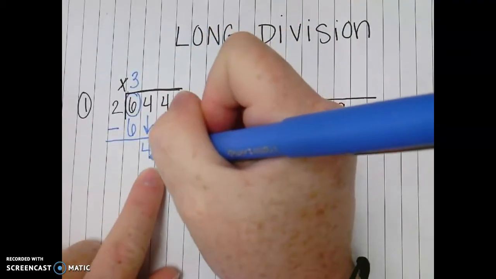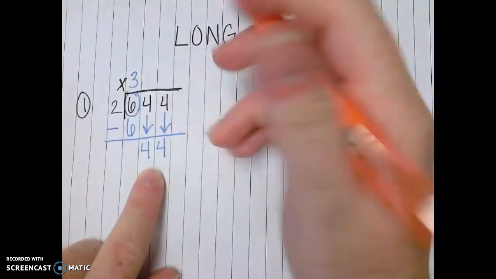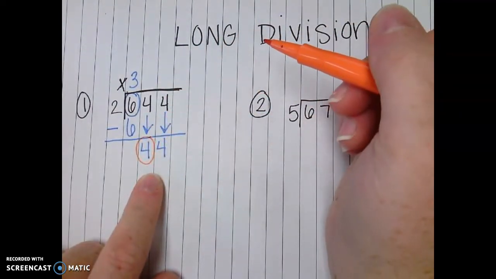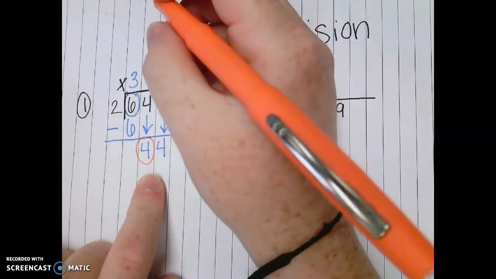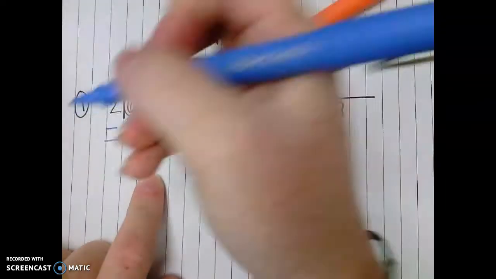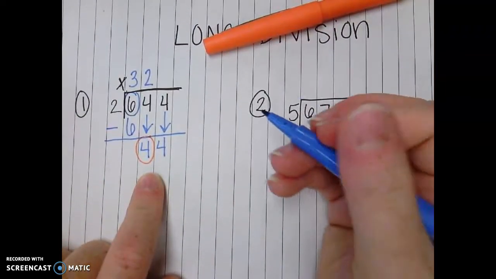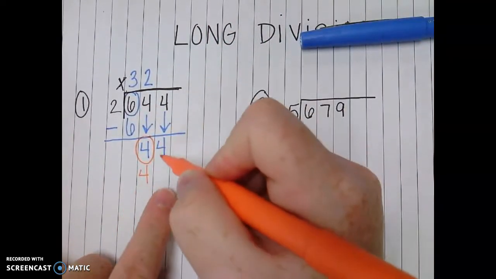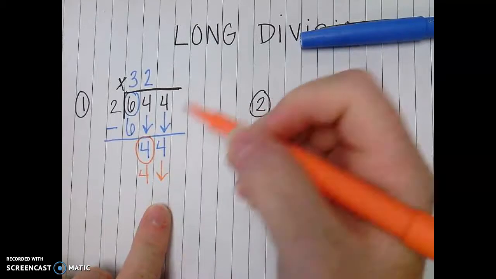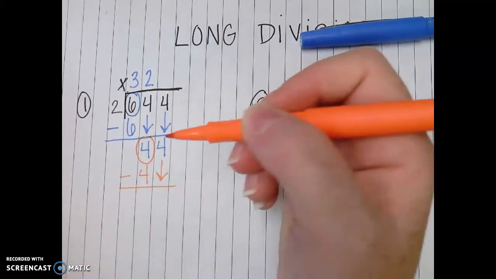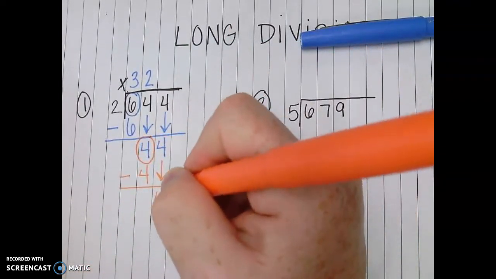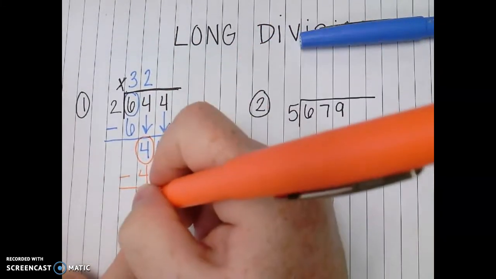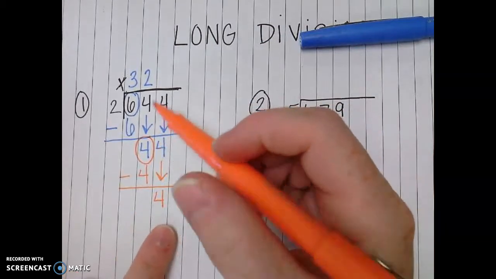Now we're going to look at these numbers. I'll use orange now. 2 times what is going to get me 4? You are correct, 2 times 2 is 4. This 4 we haven't touched yet, so I'm going to bring that one down, and we're going to subtract. 4 minus 4 is 0. You can write 0 there if you want, but I'm not going to.